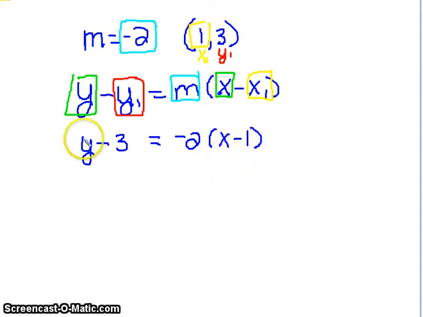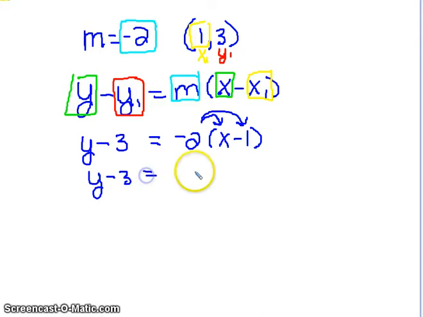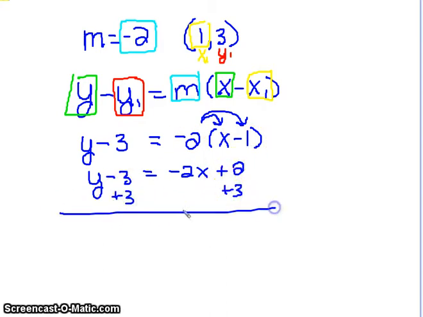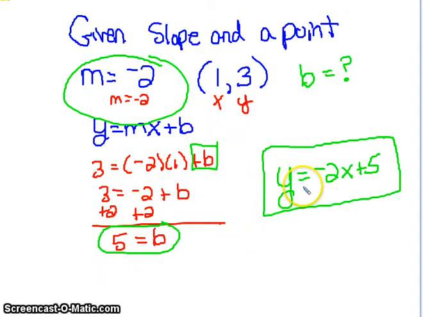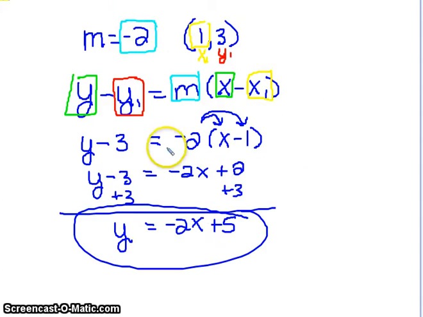Once you plug into this particular formula, then you have to clean it up. It depends on you which order, but I'm a distributive property girl. I'm going to do that first. So I get y minus 3 equals -2x plus 2, because a negative times a negative is a positive. And then I'm going to add my 3 to both sides, so that we get y equals -2x plus 5. So as you can see, y equals -2x plus 5. Same answer, just a different formula.